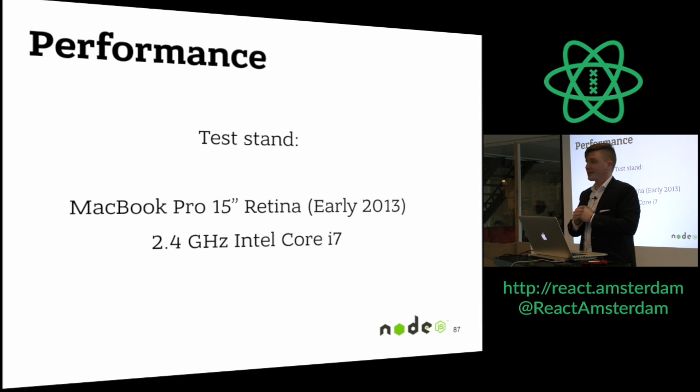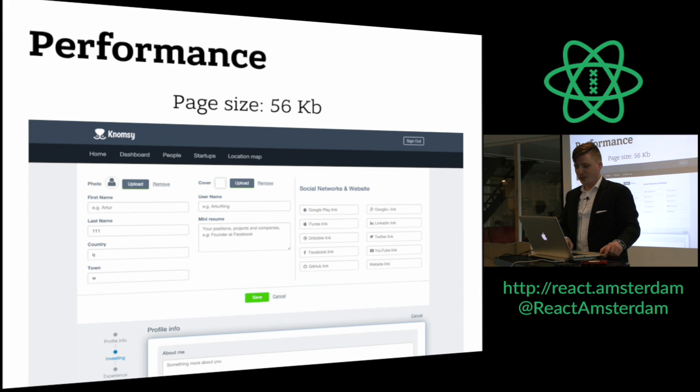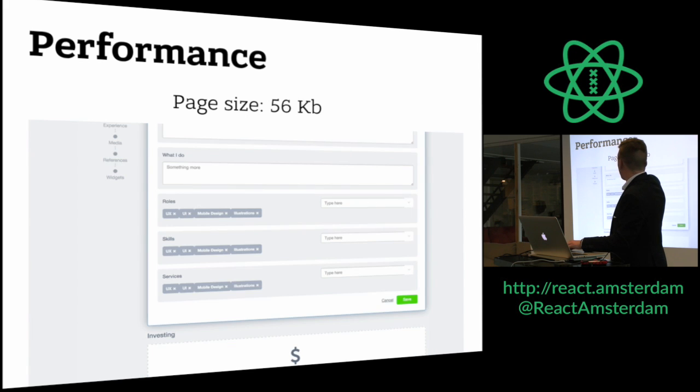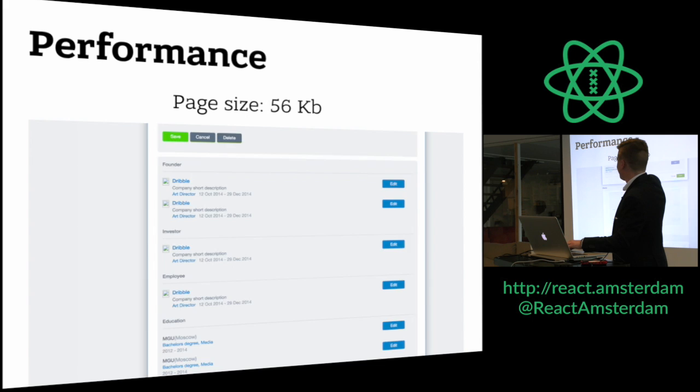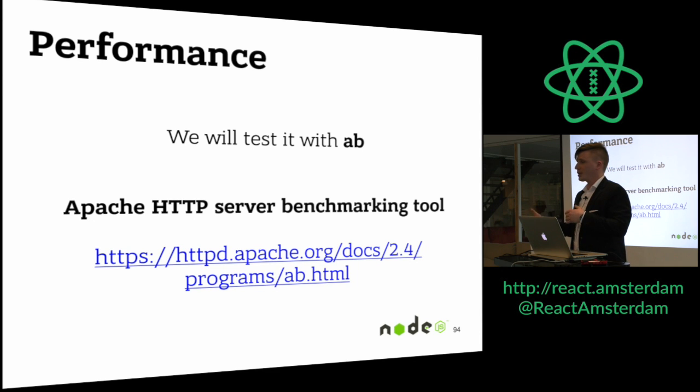So, performance. As a test bed, we used this MacBook and a middle-sized page without graphics, just HTML, 56 kilobytes. It looks like one screen, two screens, four, and so on. We will test it with AB. AB is an Apache utility for benchmark testing.